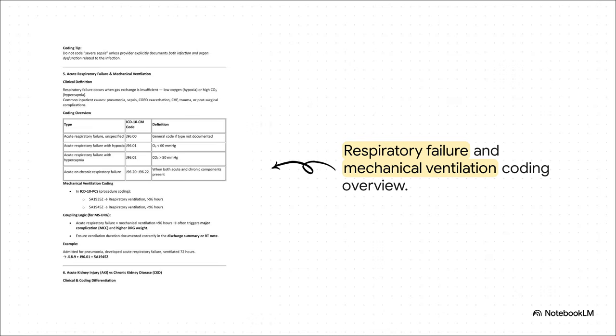We need that exact same precision for acute respiratory failure. Specificity is everything. Is it acute? Is it chronic? Is it acute on chronic? Furthermore, documenting the exact duration of mechanical ventilation is absolutely critical. Here is a detail you cannot miss. If mechanical ventilation crosses that 96-hour threshold, it shifts the entire procedure code. This often triggers a major complication classification and a significantly higher DRG weight to cover that extended, very expensive ICU care.